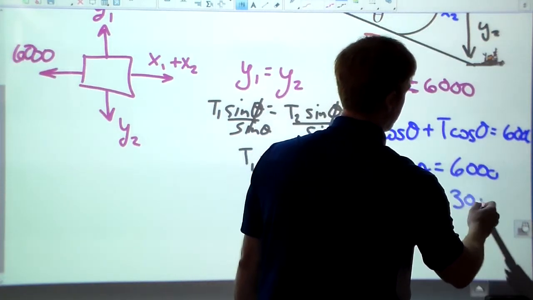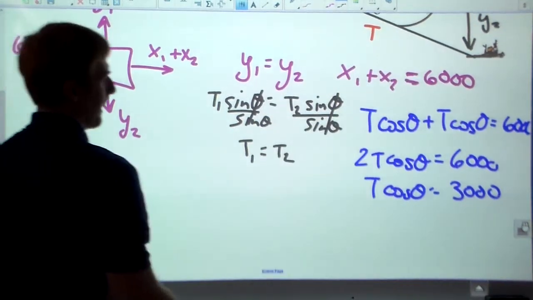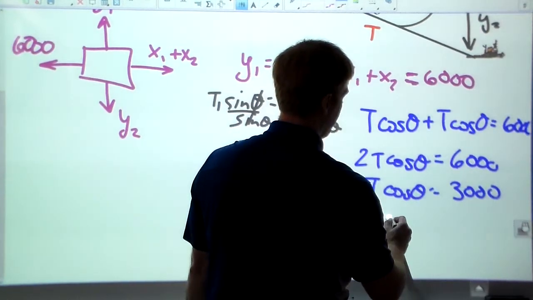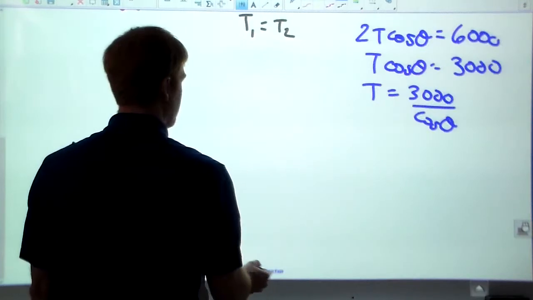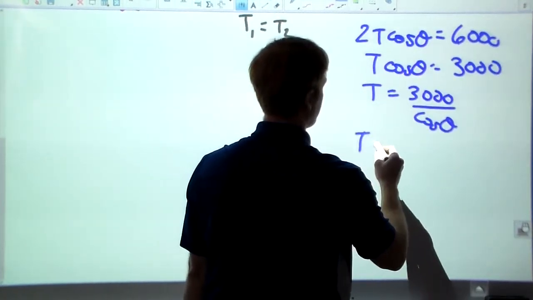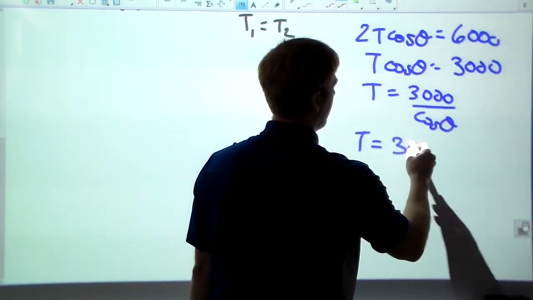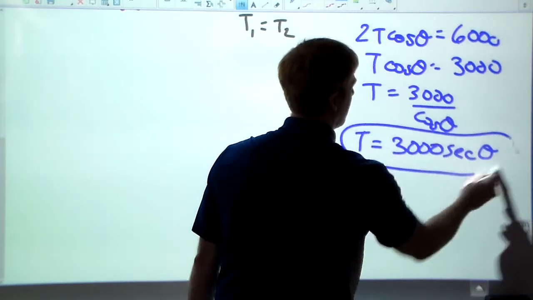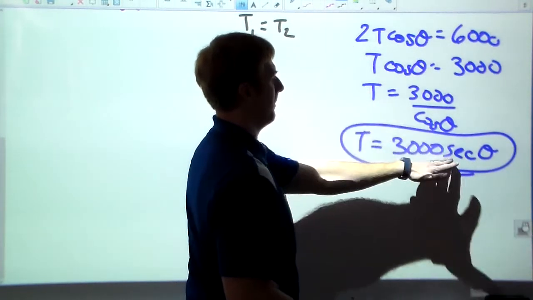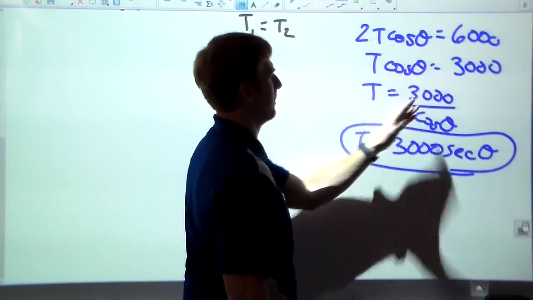So I get 3,000. And again, part A is asking me to solve for t. So to get t by itself, I'm going to divide by cosine. But you really want to simplify these as far as possible. If you're dividing by cosine, that's the same thing as multiplying by the secant value. Now in a calculator, we don't have a secant button, so you would have to do it this way.